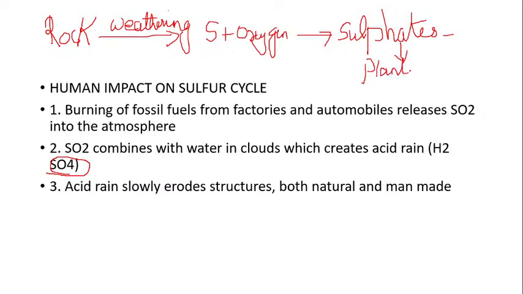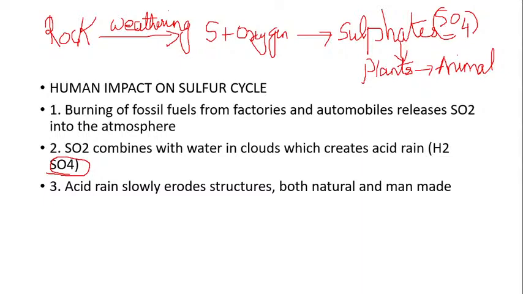This sulfate is taken up by plants, and when an animal eats this plant, the sulfur will reach the body of the animal. This is how it is going on. Sulfates, or SO4, are absorbed by plants through the root. From the plants it reaches the consumers or the animals, and from the living organisms sulfur is carried back to the soil.